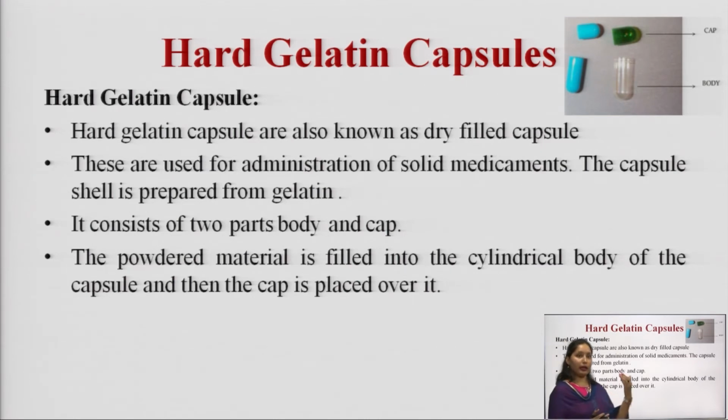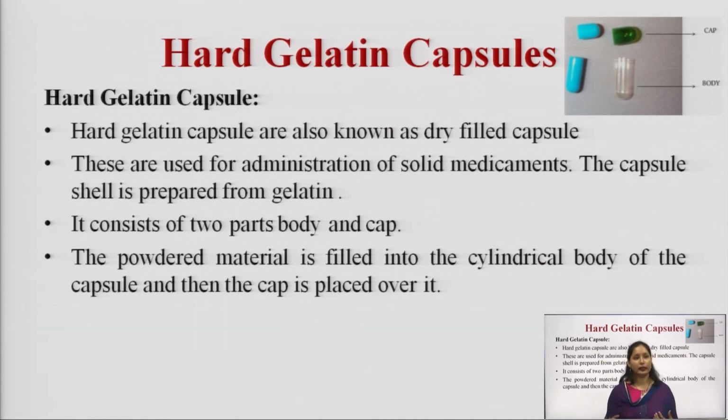Okay. So, as in the first slide we discussed, depending upon the nature of the gelatin shell, the capsule is divided into two categories, that is hard gelatin capsule and soft gelatin capsule. So, first we will discuss what a hard gelatin capsule is. Hard gelatin capsules are also known as dry filled capsules, and generally hard gelatin capsule is preferred for the filling of solid powders. And soft gelatin capsules we generally prefer for the filling of liquid dosage forms.